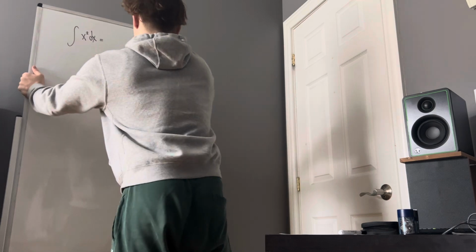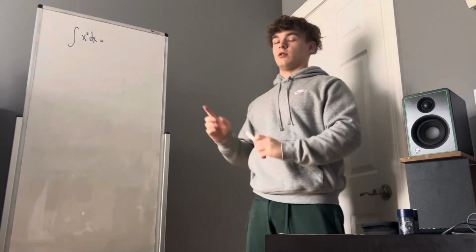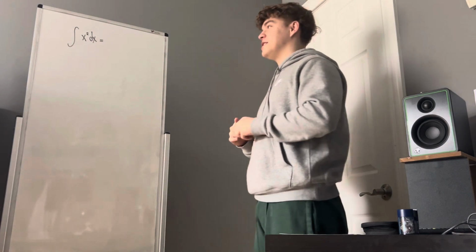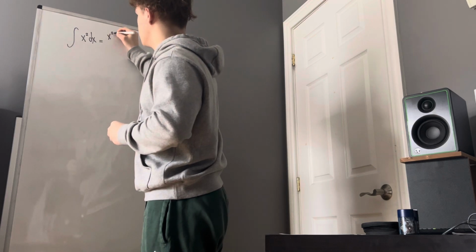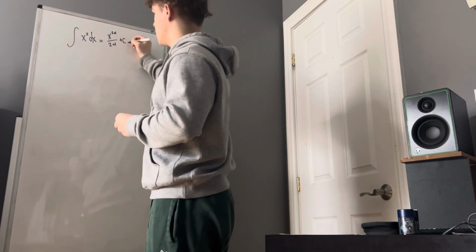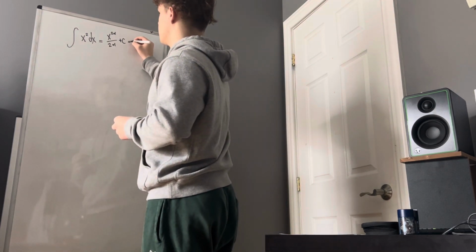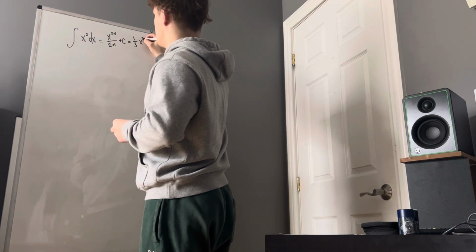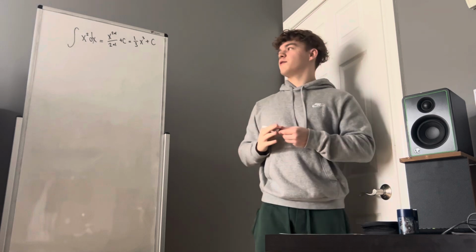But let's go back to our reverse power rule. Integral, or antiderivative, I gave you guys a little bit of a teaser there. Well, this would be x to the 2 plus 1 over 2 plus 1 plus c. Don't forget your plus c. What are we going to get? 1 over 3 x cubed plus c. That's the antiderivative of x squared.